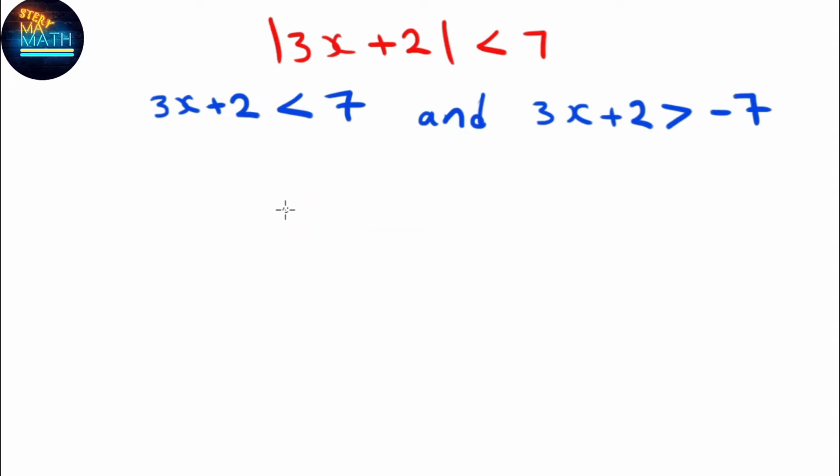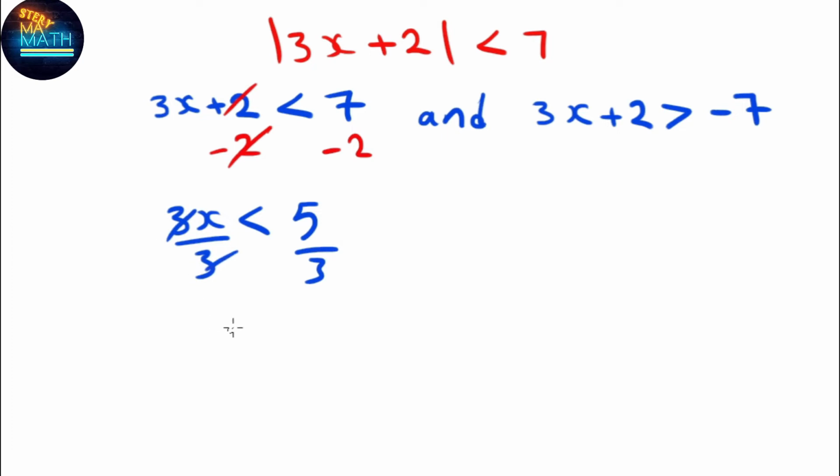Now we have two inequalities. 3x plus 2 is less than 7. 2 will cancel 2, so 3x is less than 7 minus 2, which is 5. And I will divide by 3. So x is less than 5 over 3.